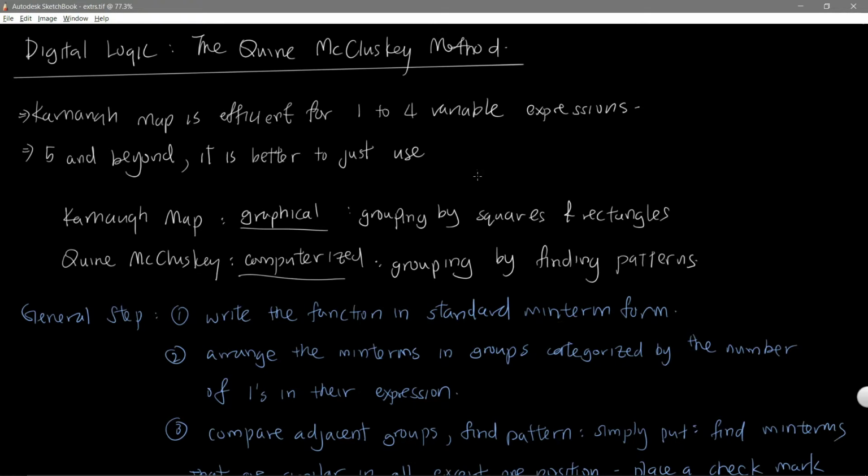The core operation of the Karnaugh map is grouping the similar terms in squares or rectangles. But the Quine McCluskey is a more computerized way to do things. Mainly, it is about the working principle. If you understand it thoroughly, it is similar to the Karnaugh map, but it is in a written way and not graphical. So the core operation of this Quine McCluskey method is to group them by finding patterns.